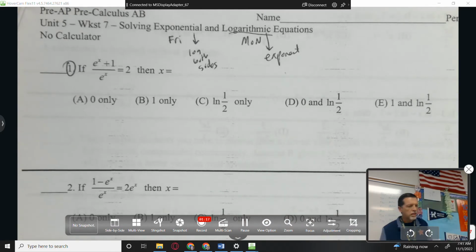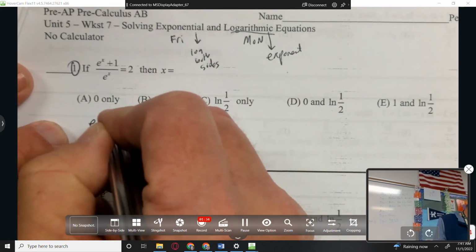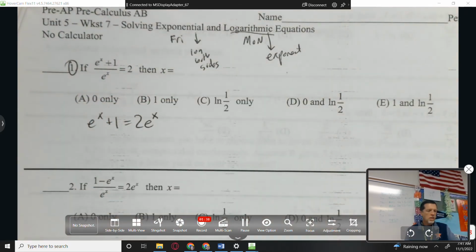All right, number 1. So that's an exponent equation, but it doesn't really matter if you know what it's called. It's far more important you know what to do. Do you know what you would do first on number 1? Multiply by e to the power. Good. Multiply both sides by e to the x. That way your denominator's not there anymore. So e to the x plus 1 equals 2 e to the x.